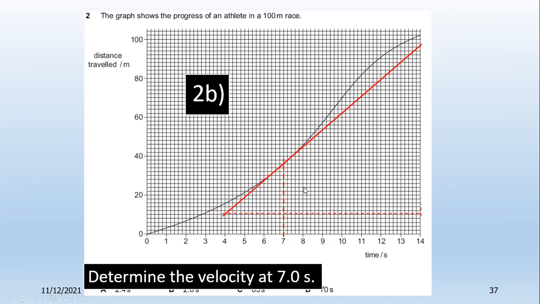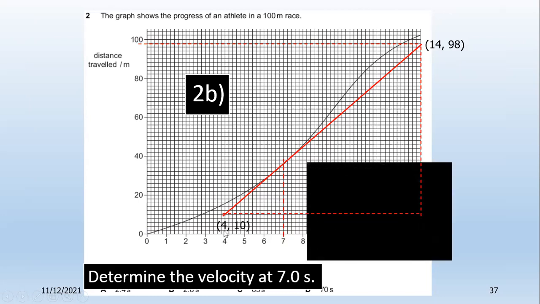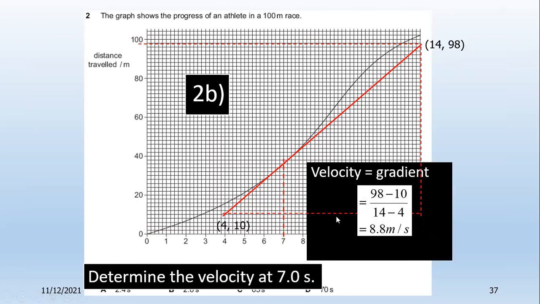Right? Draw a big triangle. 98 here. This small square is 2, so it's 98. This is 14. You can read here 4. And then this is 10. Right? So velocity is the gradient, the tangent to the curve. So it's 98 minus 10, over 14 minus 4. Using a calculator, calculate it out.